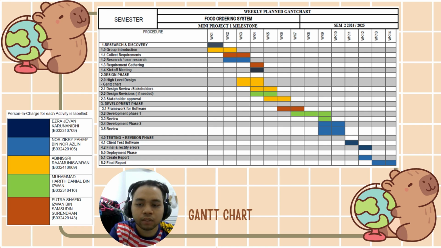Next, the orange label for Putra, he has done the collect requirements, requirement gathering, and framework for the software. So for my part, for Haris, I have done the design revision if needed, the development phase one, and review for the procedure. That's all for the Gantt chart.